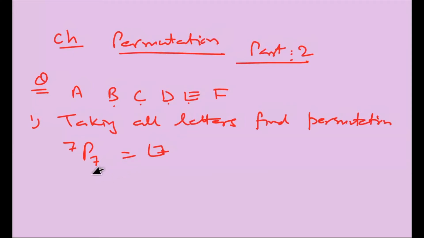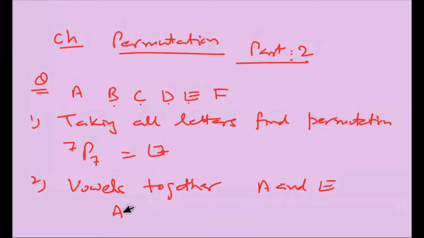Okay student, now we can say vowels together. The vowels here are A and E, so A and E can be fit in a box. The other letters are B, C, D, F. So we can see here 5 units, and A and E are together.